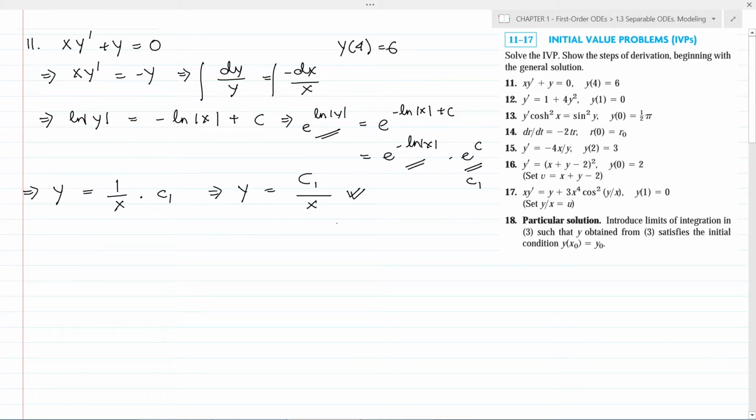Now we will use the initial value condition to get the particular solution. We put y is equal to 6 here, which is equal to c1 divided by x, with x equal to 4, which implies c1 is equal to 24, and this general solution we can write as 24 divided by x, which is the particular solution of the differential equation. This is the general solution.